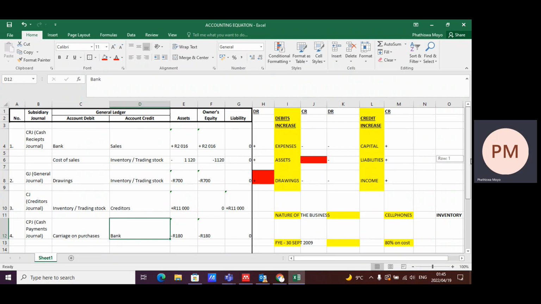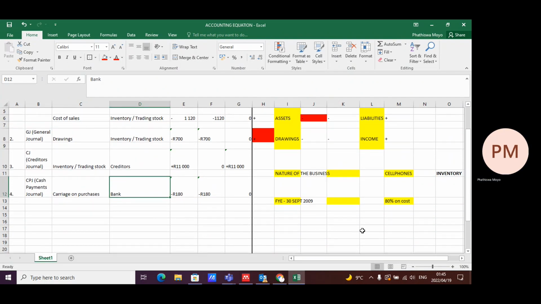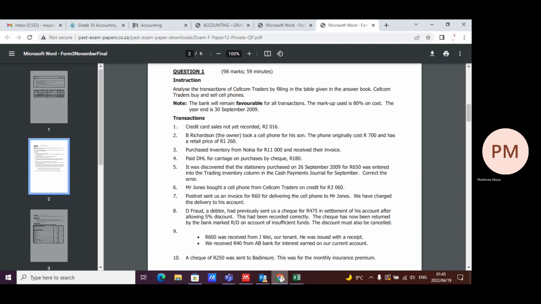Okay. Hope we're flowing. It was discovered that the stationery purchased on the 26th of September 2009 for 650 was entered into the trading inventory column in the cash payments journal for September. Correct the error. So it means it was put in the trading inventory column. So it was as if we purchased stock.